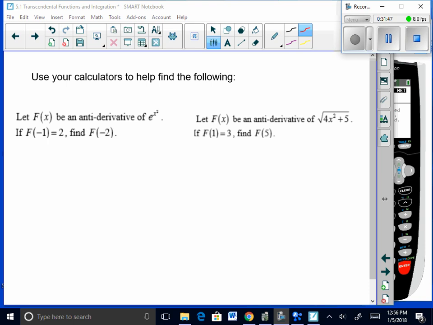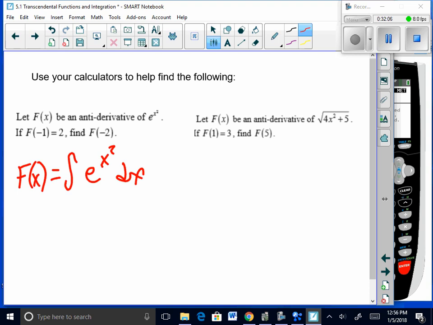Okay, so if we want to use our calculator to find this, say capital F of x is the antiderivative of e to the x squared. Meaning if you did the integral of e to the x squared, you would get capital F of x. That's basically what it tells us. Now, the reason we're doing it on the calculator is because I can't do u substitution on this one, because u would be the x squared, and the derivative of that would be 2x, and there's no way I can get a 2x over there.